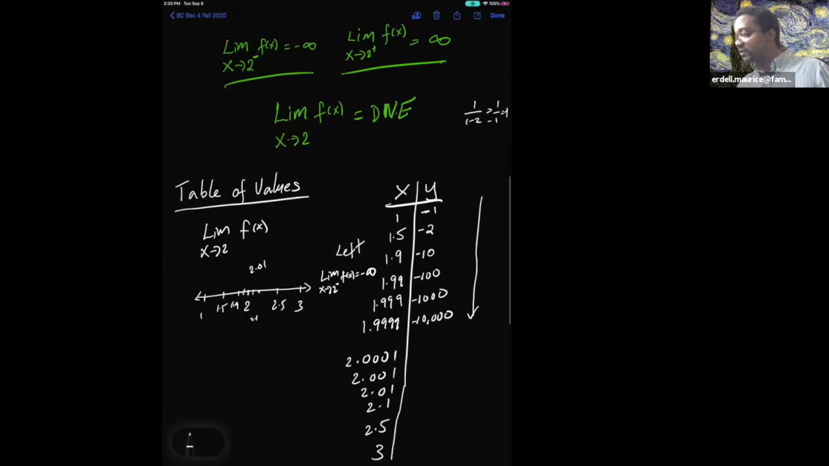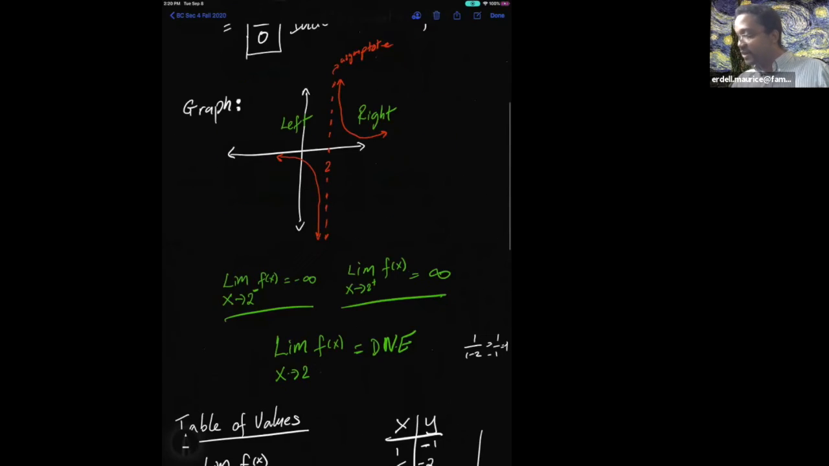I go back to the original problem right here. I would have, say, negative 10 here and negative 100 here. Then the next one in line would be negative 1,000, right? Every time I plug in a number that's closer to 2, I get a number that's much smaller.